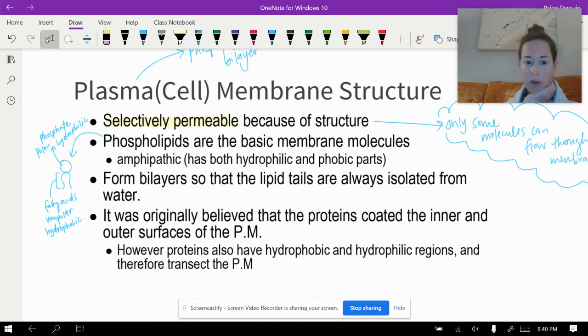So those proteins that are passing through the membrane, we would also consider them to be amphipathic because they have both hydrophilic and hydrophobic regions as well, where the hydrophobic region would be in the middle by the tails, the fatty acids, and the hydrophilic regions would be facing the outsides of the cell by where the phosphates are.